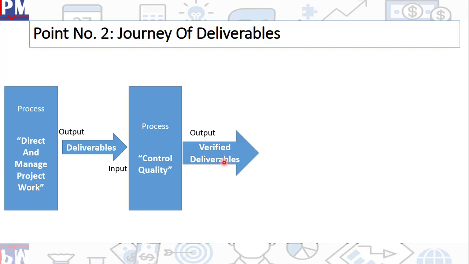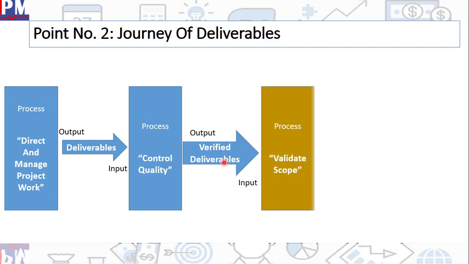These verified deliverables are then presented to the customer in the process called validate scope. And if the customer accepts them, they meet the requirements, it becomes accepted deliverables. This is where the project gets completed. But completion does not mean project closure. Completion is from the point of view of the customer. So the moment the customer accepts deliverables, your project is completed.